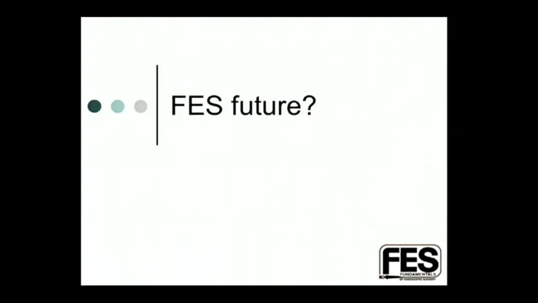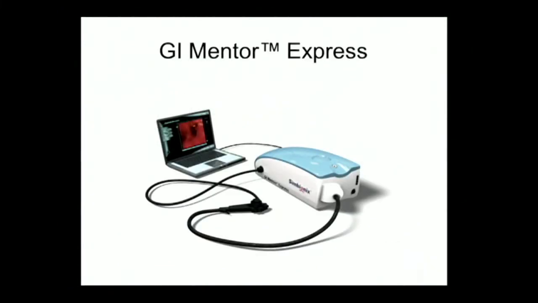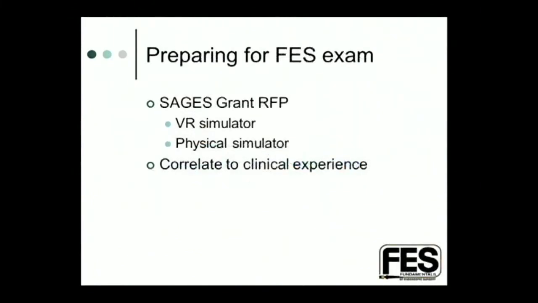So what's the future of FES? Where are we going with this program? Well, first of all, there's an effort to get this into a form factor that is more portable and distributable. And so Symbionics has developed what's called the GI Mentor Express. You can see this is a smaller form factor than the GI Mentor 2. And we've now gone through doing the validation on this platform to ensure that it performs at an acceptable level and similar to the GI Mentor 2. Data about that study is being presented in the plenary session at this meeting.